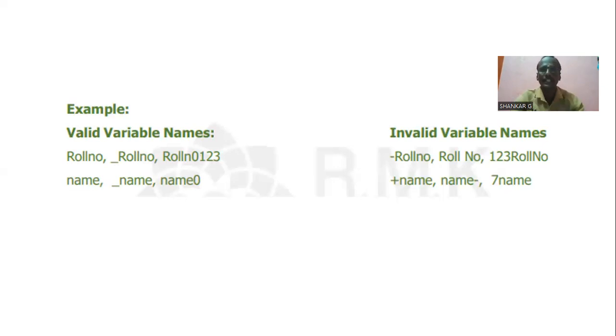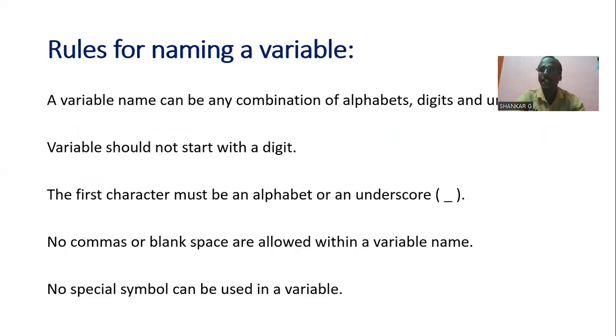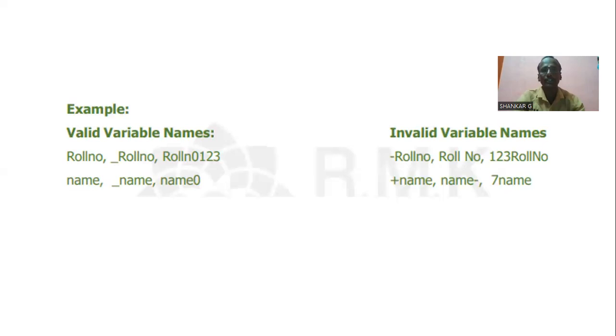The next one is roll number 0, 1, 2, 3. Just see the first rule: a variable name can be any combination of alphabets, digits, and underscore, but a variable should not start with a digit. Here the third one, roll number 0, 1, 2, 3, is a combination of alphabets and numbers. It doesn't start with a digit, so it is also a valid identifier.